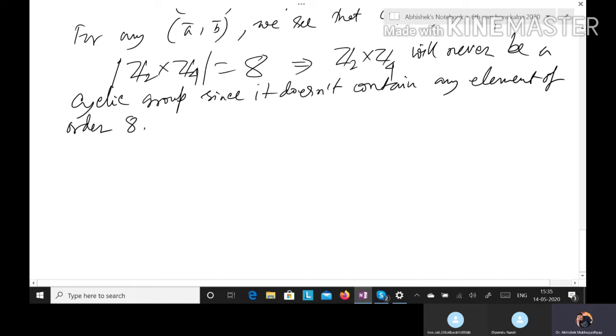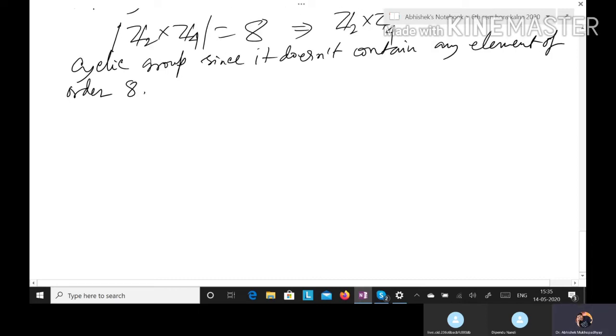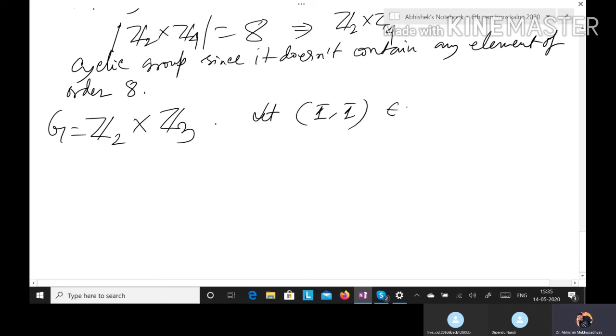Now again, if we look at the group Z2 cross Z3, let us consider this group Z2 cross Z3, then what will happen? Let us consider an element ([1], [1]) that belongs to Z2 cross Z3.